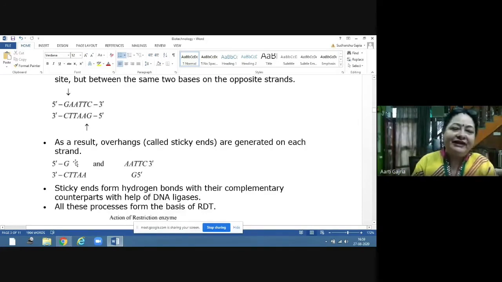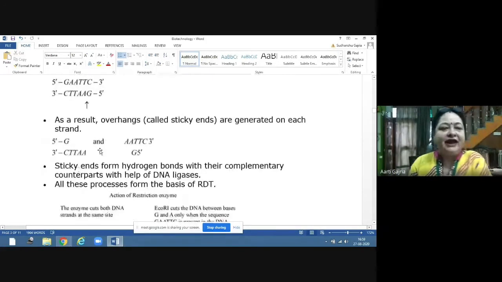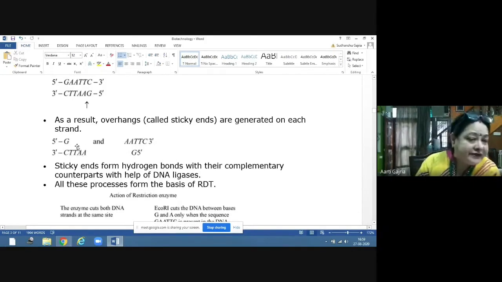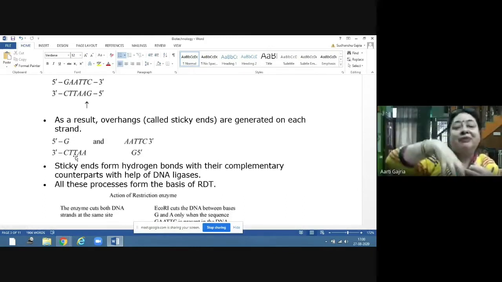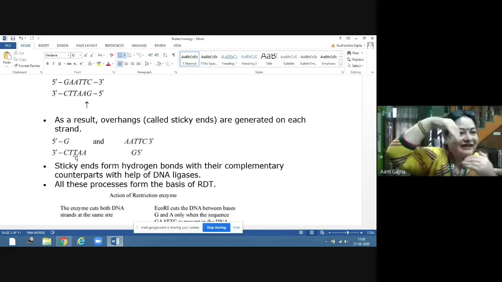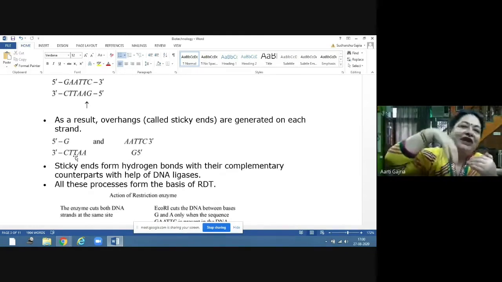So what we will get is G and AATTC, and here we will get CTTAA and G. Now, this is alone, complementary pairing is not done, they have got separated, and this is also alone. So what will happen? These are called sticky ends, because they want their complementary pair. They are overhangs and they are waiting for their complementary base pair to come and get attached.